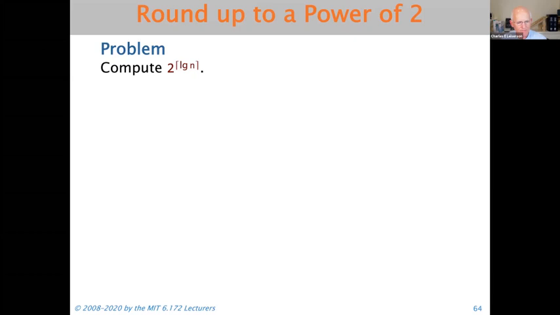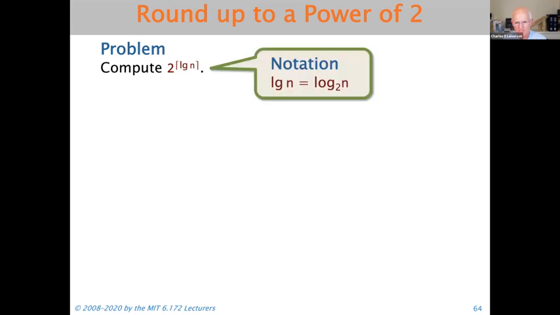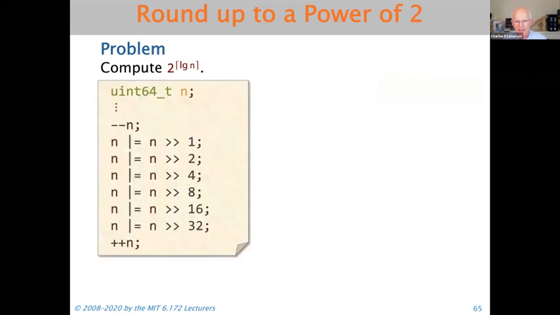In mathematical notation, we're computing 2 to the ceiling of lg n, where lg means log to base 2 of n. So that's a power of 2 because it's 2 to an integer. Ceiling of log base 2 of n is an integer, and it's the first power of 2 greater than or equal to n. Okay, and so that's the notation. Here's a way of doing it.